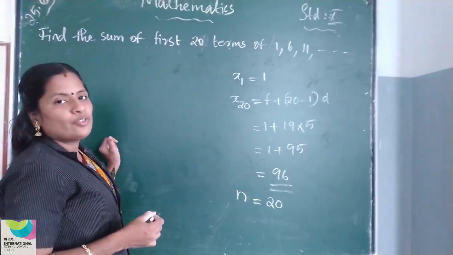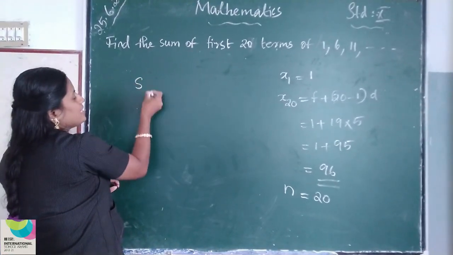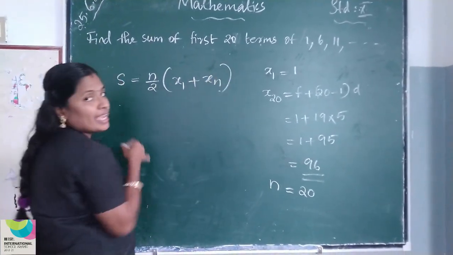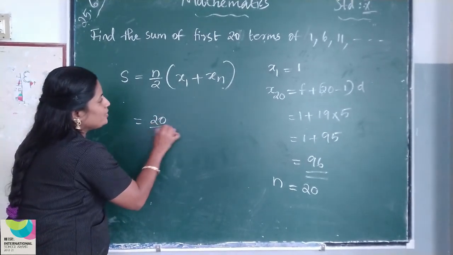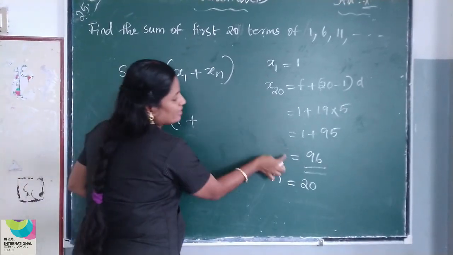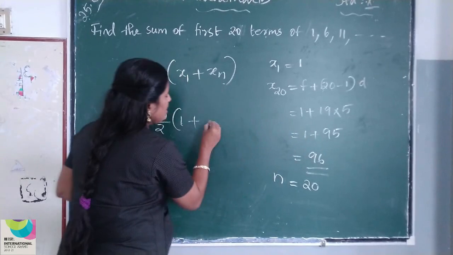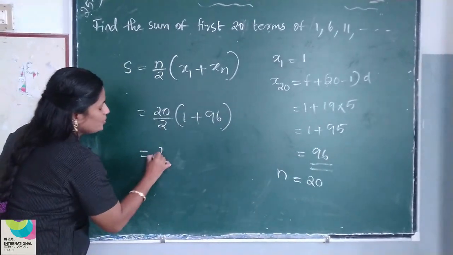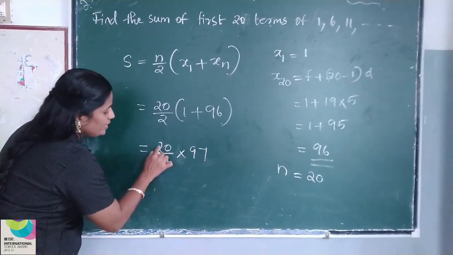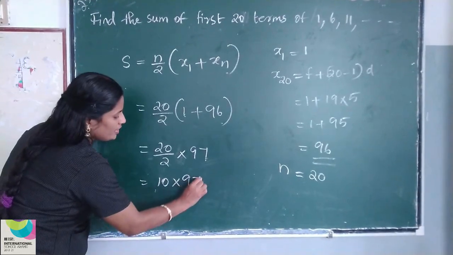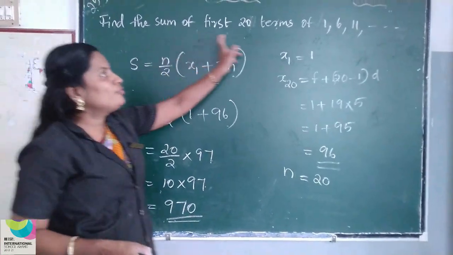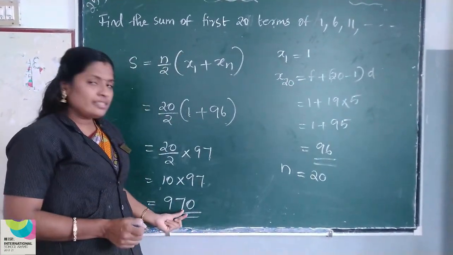Then we have to find out the sum of this sequence. S equal to n by 2 into (x1 plus xn). That is 20 by 2 into (x1, which is 1, plus xn). xn means x20, that is 96. 20 by 2 into 97. 20 by 2 is 10. 10 into 97 is 970. So the sum of this sequence is 970.